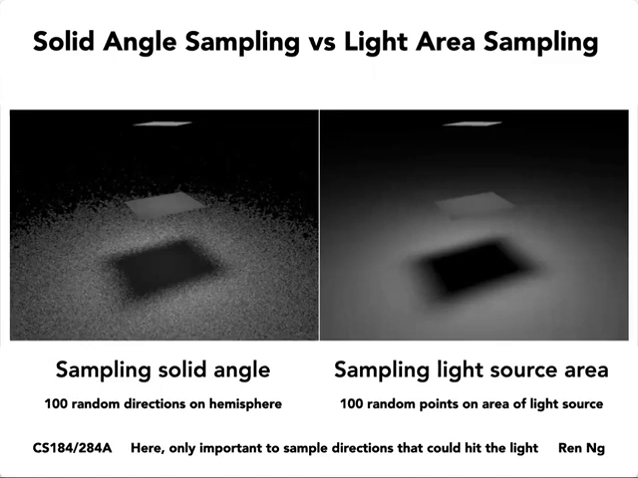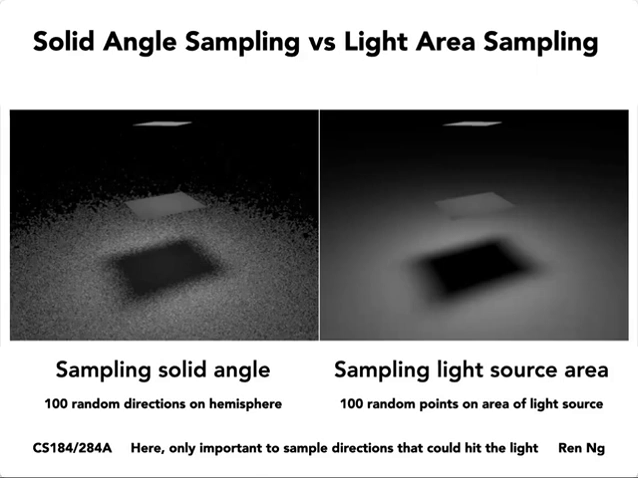On the right-hand side, we're sampling just the light source area. So this is 100 random points on the area of the light source. And here, the key idea, of course, is that it's only important to sample directions that could hit the light in evaluating this integral of the lighting contribution to positions on the ground plane.